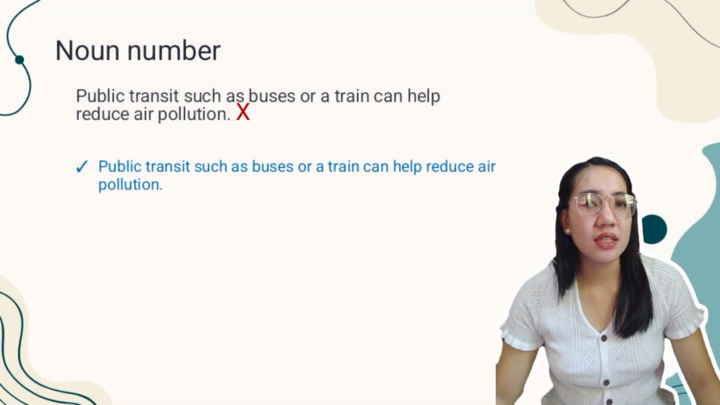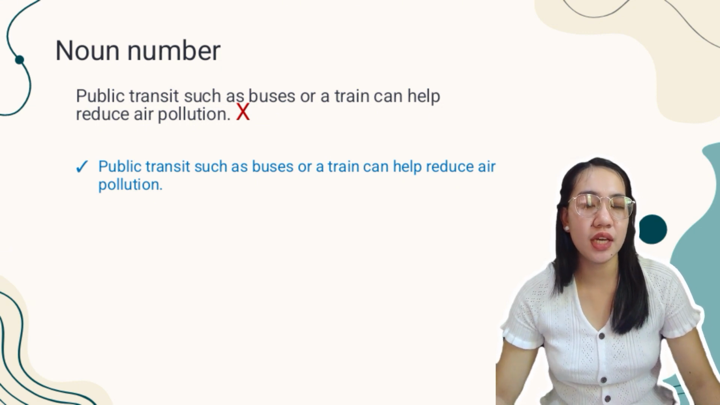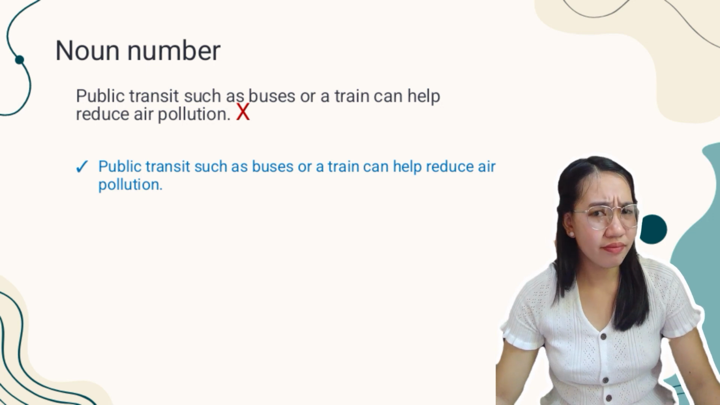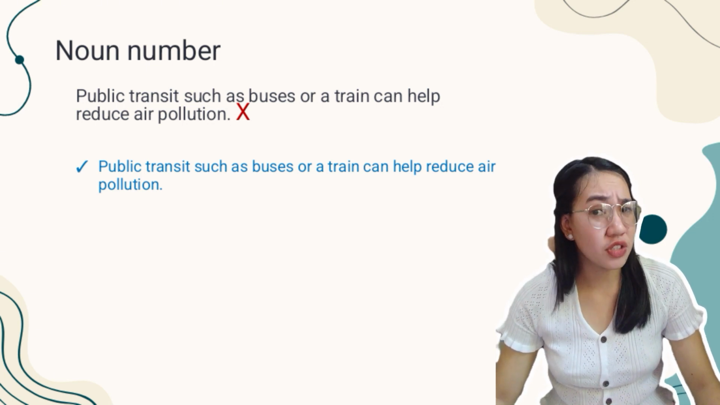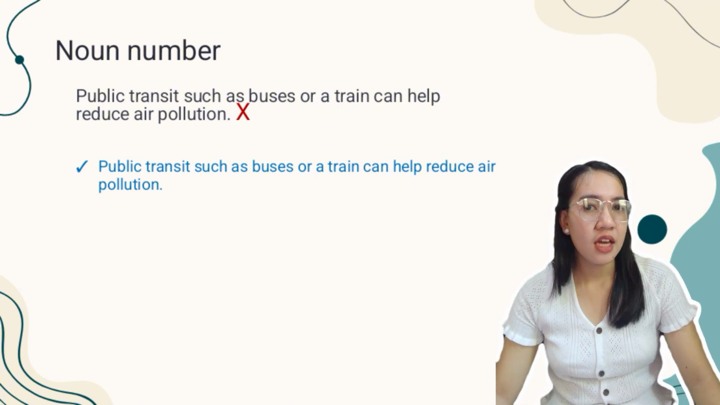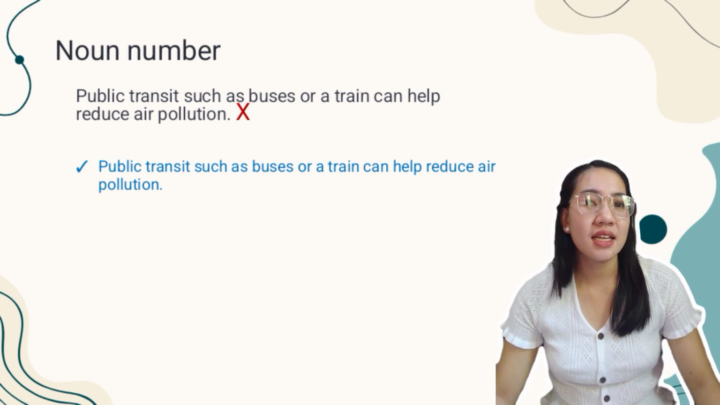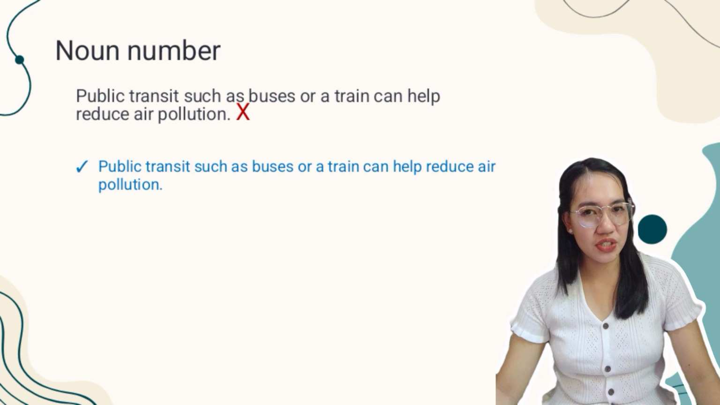Public transit such as buses or a train can help reduce air pollution. Hmm? Multiple buses, one train? That's not going to solve any environmental issues. Here's a better solution. Public transit, such as buses or trains, can help reduce air pollution.